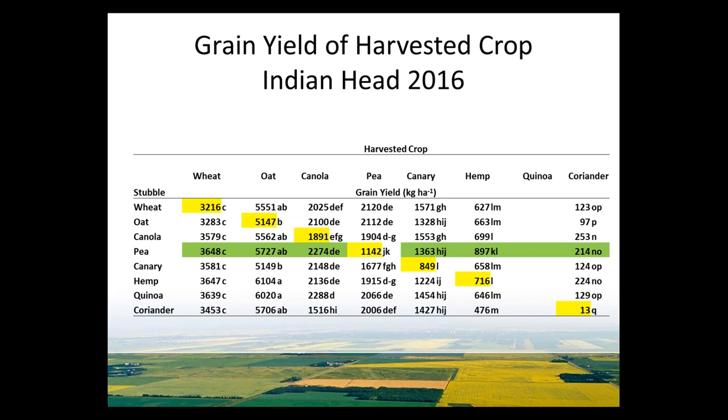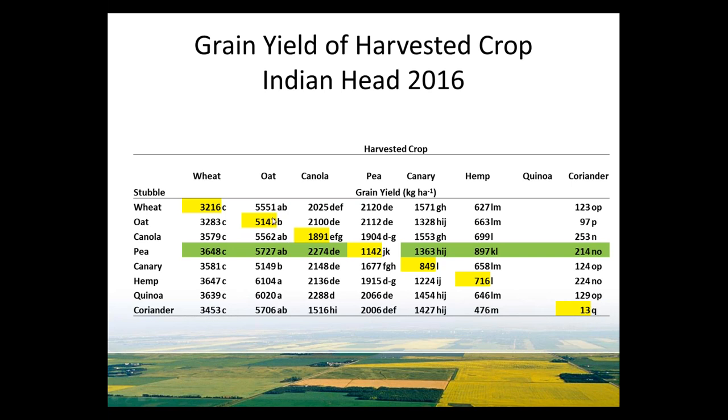So this is the grain yield at Indian Head in 2016. As you can see, I highlighted a couple of things here. If you look at wheat, not a big reduction in seed yield. And that is actually quite common. I think it's because wheat's been bred so long, and for long periods of time, it was a main crop that was growing after each other. And so with the breeding system we've had, we've developed wheat cultivars that are fairly stable on wheat stubble.